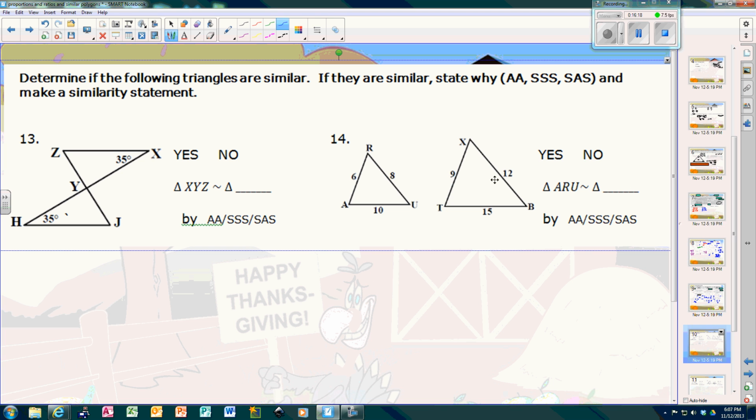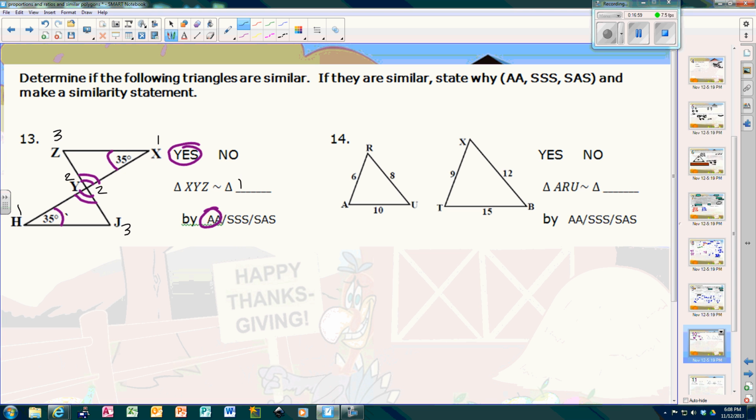All right, so let's determine if these two triangles are congruent, or I'm sorry, are similar. So based on what I know, I know that this angle is congruent to this angle. I know this angle is congruent to this angle because they're vertical. So I have two angles. So that is enough to say angle, angle. Now I just need to name my triangles. So if I said X, Y, Z, then X goes with H, Y goes with Y, Z goes with J. So H, Y, J.